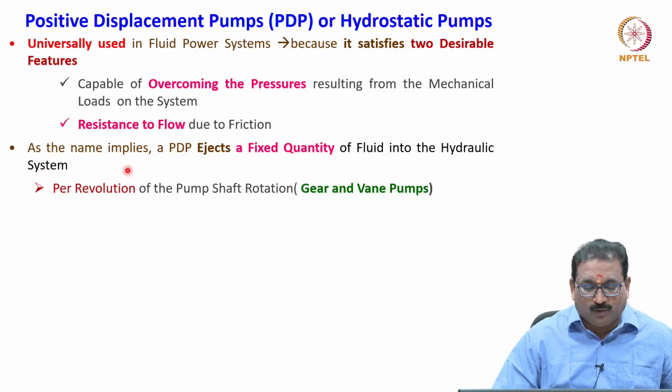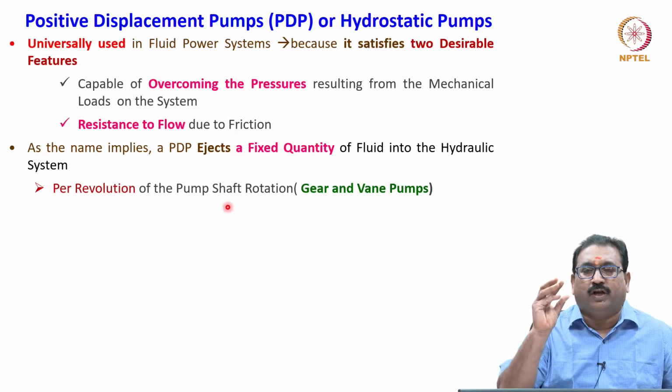For every revolution of the pump shaft rotation, in case of a gear pump and a vane pump, as we already know, gear pump and vane pump are rotary pumps. That is why I am telling you, for every revolution of the pump shaft, a fixed quantity of fluid is ejected positively.